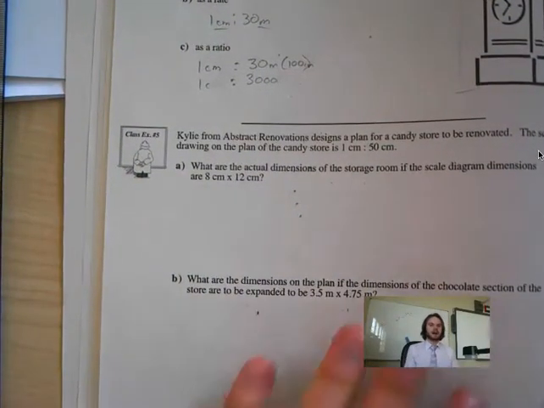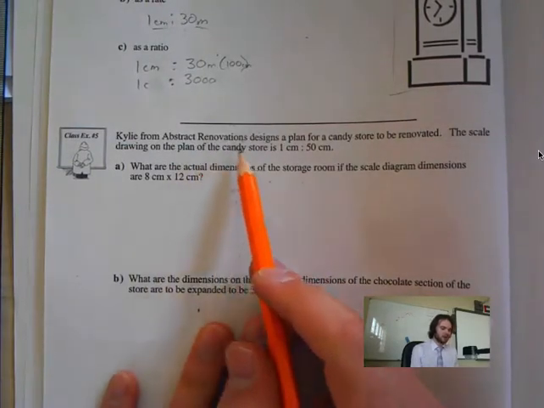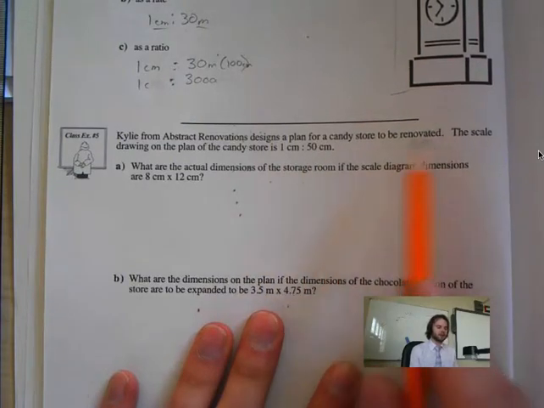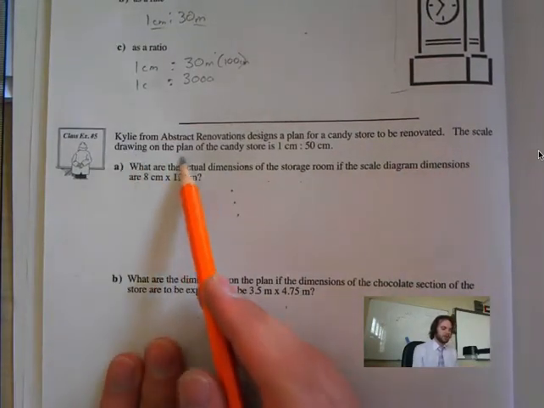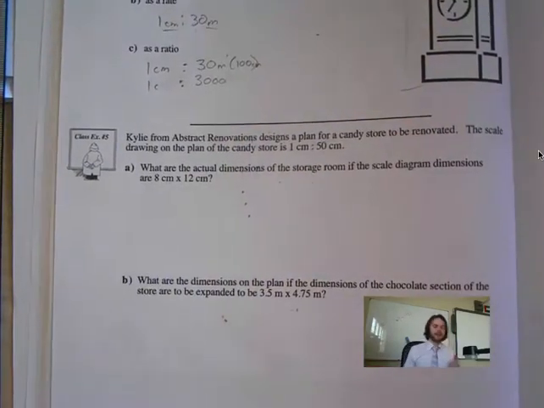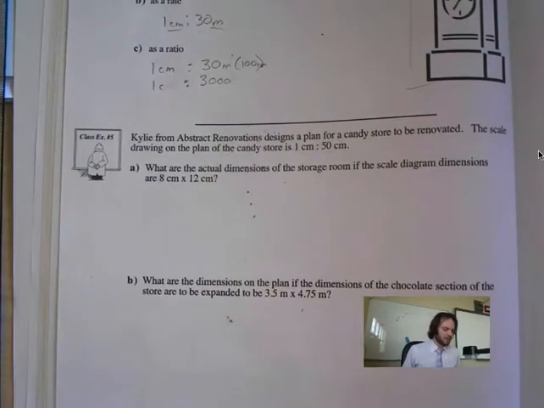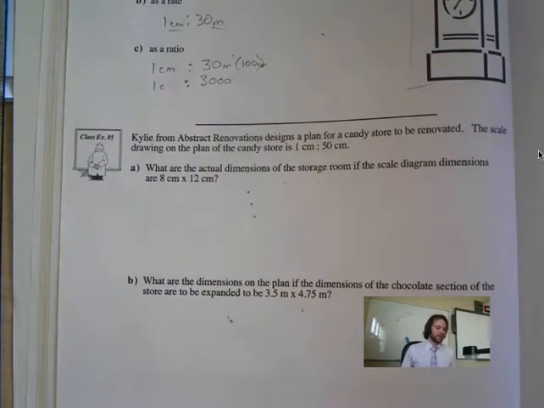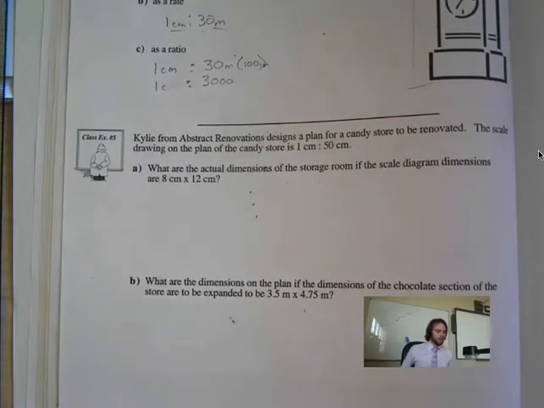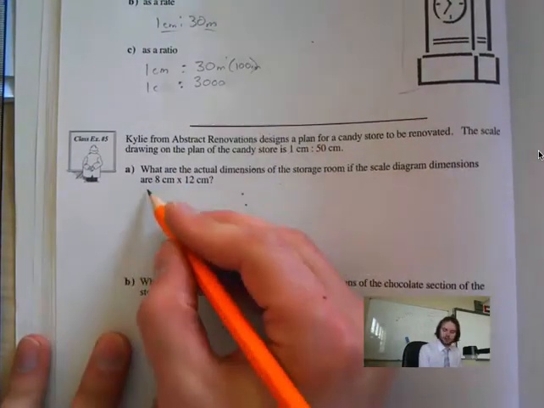Now, let's take a look at the next one. It says, Kylie, from Abstract Renovations Designs, designs a plan for a candy store to be renovated. The scale drawing on the plan of the candy store is 1 centimeter is equal to 50 centimeters. So really, that is a ratio, 1 to 50. Okay? What are the actual dimensions of the storage room if the scale diagram dimensions are 8 centimeters by 12 centimeters?